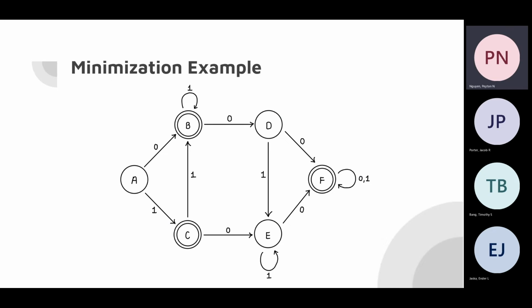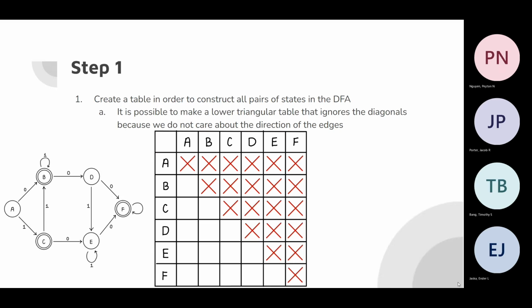So for our first example, we're going to minimize this DFA. For step 1, we want to create a table that constructs all the pairs of states in the DFA. We only want to use the lower triangular part of the table because we don't really care about the direction of the two states. For example, we don't care if it's AB versus BA. We just care whether one of the two states is final, which we'll explain more in the next step.